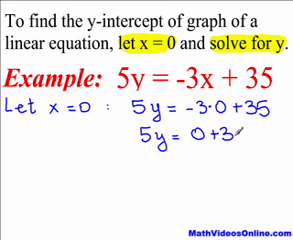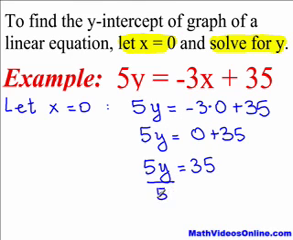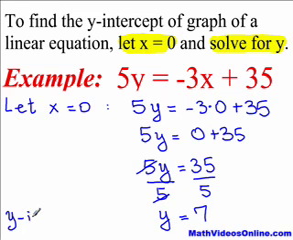5y equals 0 plus 35. 5y equals 35. Divide by 5 on both sides to find y. 35 divided by 5 is 7. Therefore, the y-intercept of the graph is positive 7.